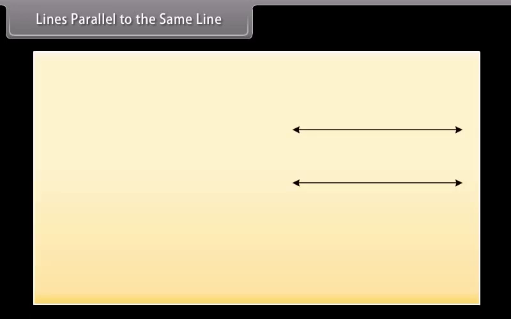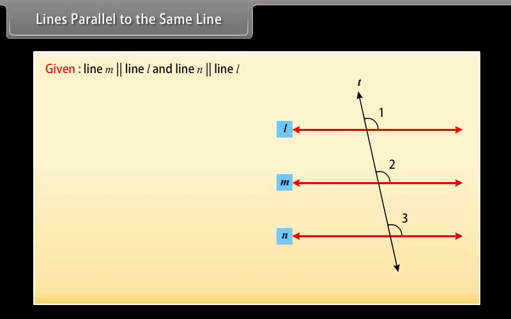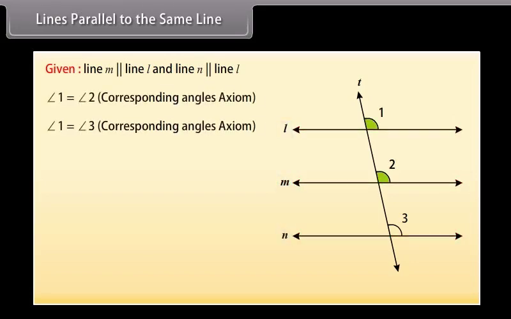Lines parallel to the same line. Let us now check that if two lines are parallel to the same line, then they will be parallel to each other. Look at this figure. Here line M is parallel to line L and line N is parallel to line L. Let us draw the line T transversal for this line L, M and N. It is given that line M is parallel to line L and line N is parallel to line L. Therefore, by using corresponding angles axiom, we can say that angle 1 is equal to angle 2 and angle 1 is equal to angle 3. So from these two we can say that angle 2 is equal to angle 3.